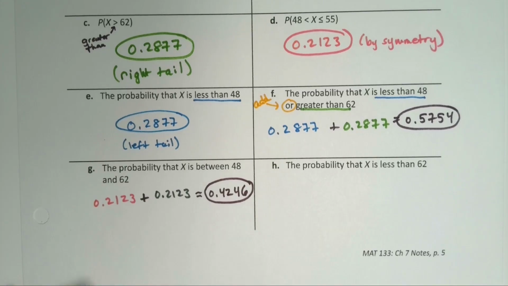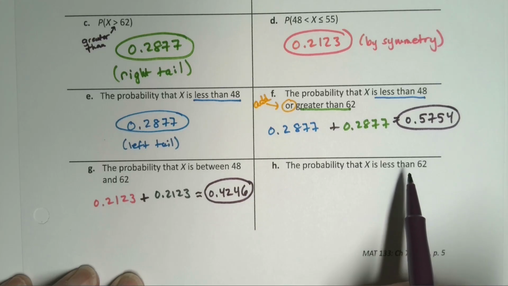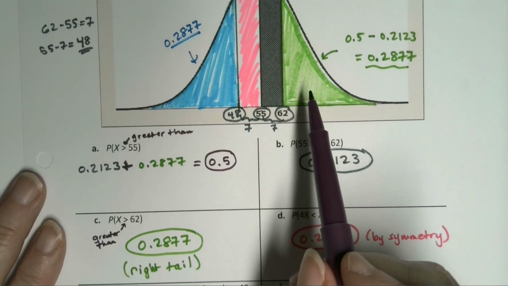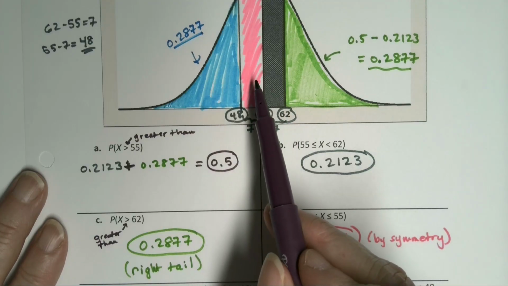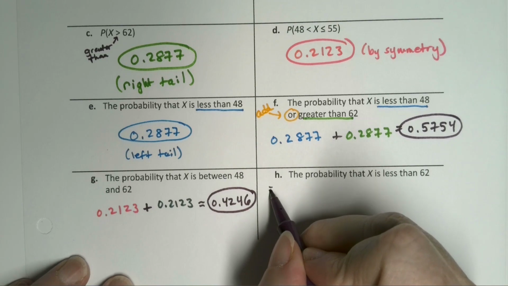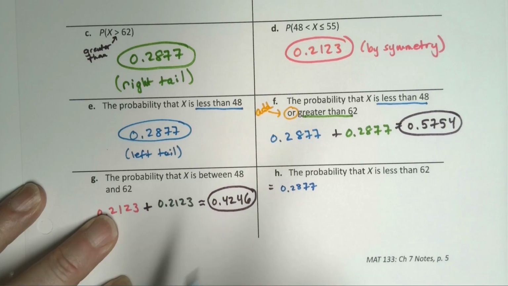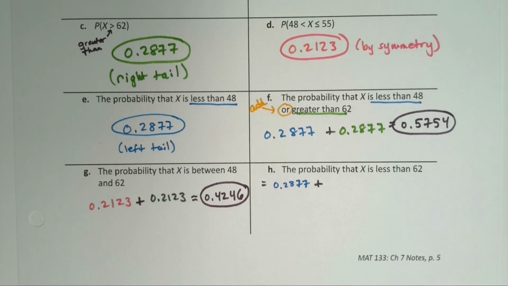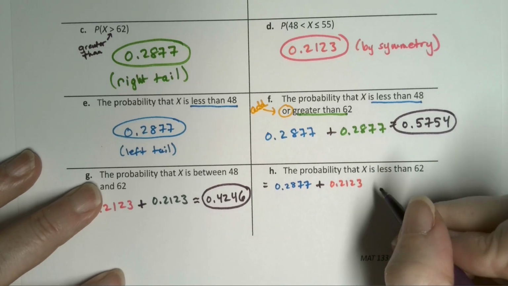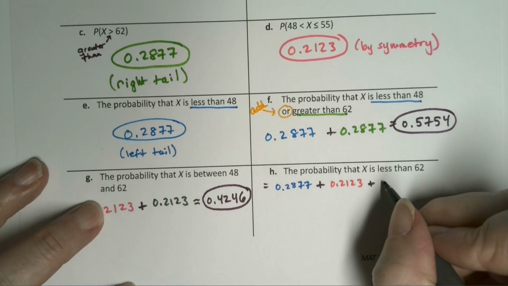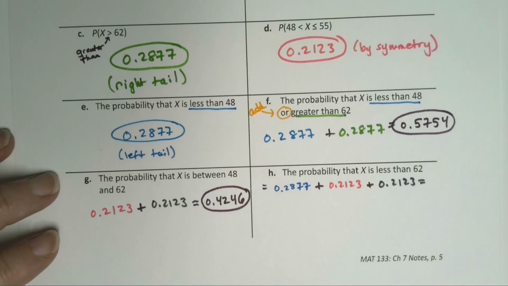All right, what about the probability that x is less than 62? Well, there's a couple ways you can do this. Less than 62, 62 is right here. So everything less than would be these three sections, the blue and the pink and the gray. So you could do that. You could say, okay, that's 0.2877 plus 0.2123 plus the gray section, which was another 0.2123. And we could add all of those up and get an answer.